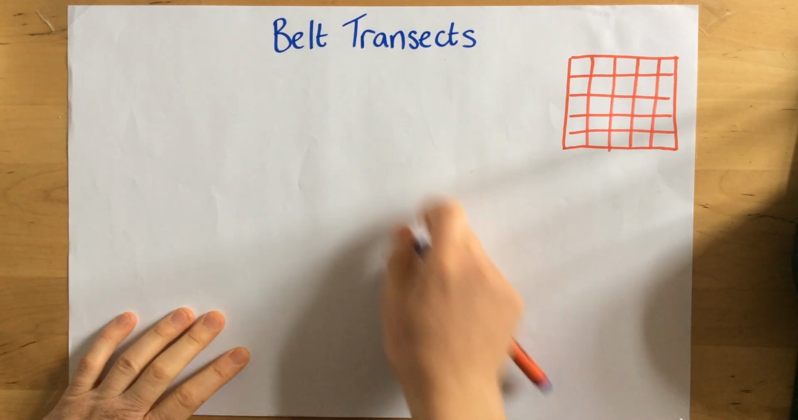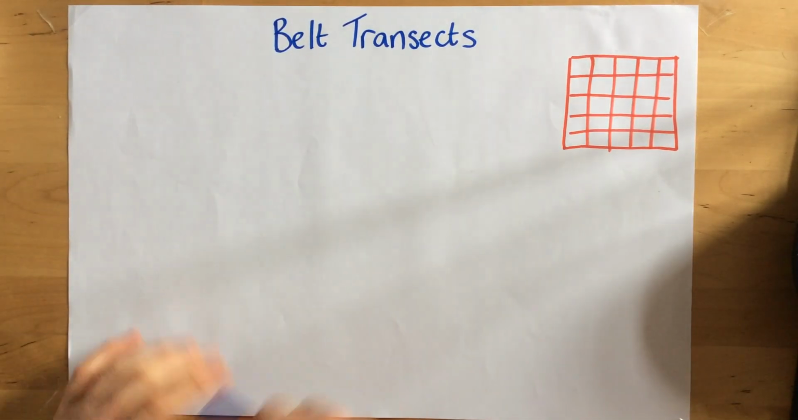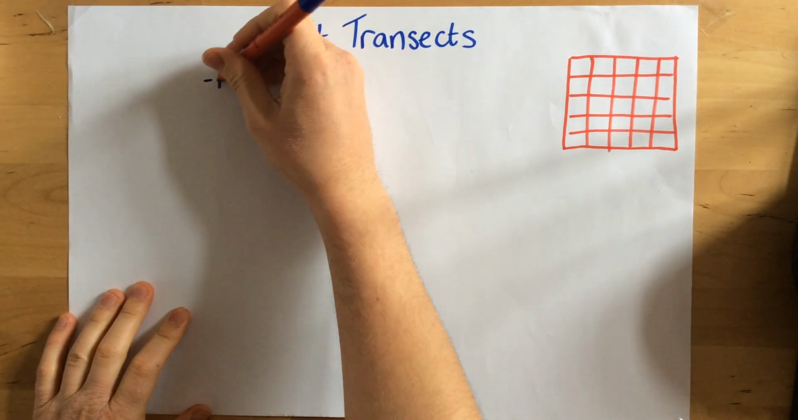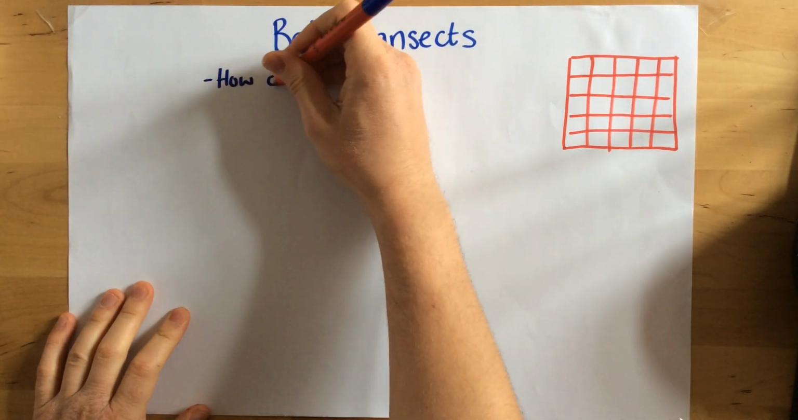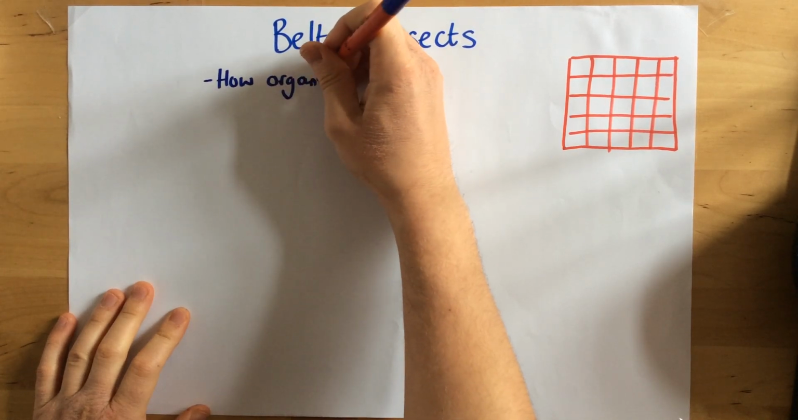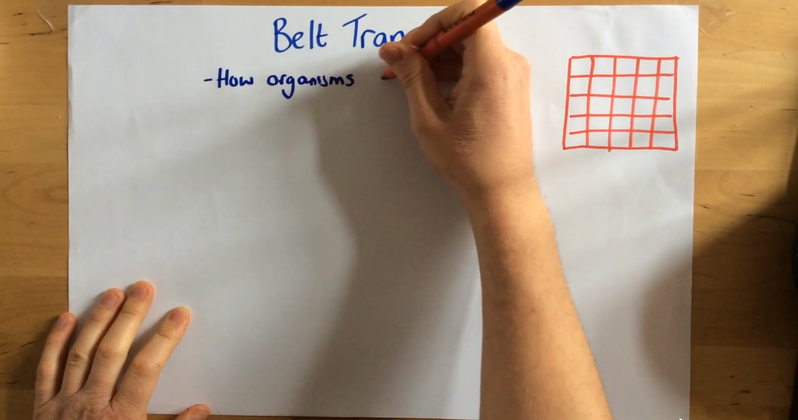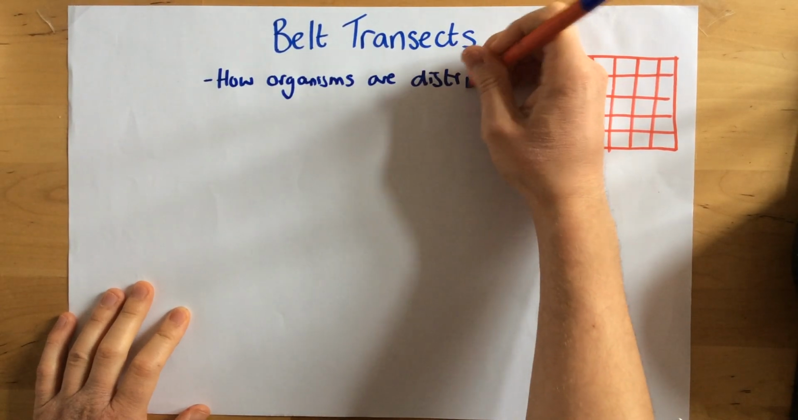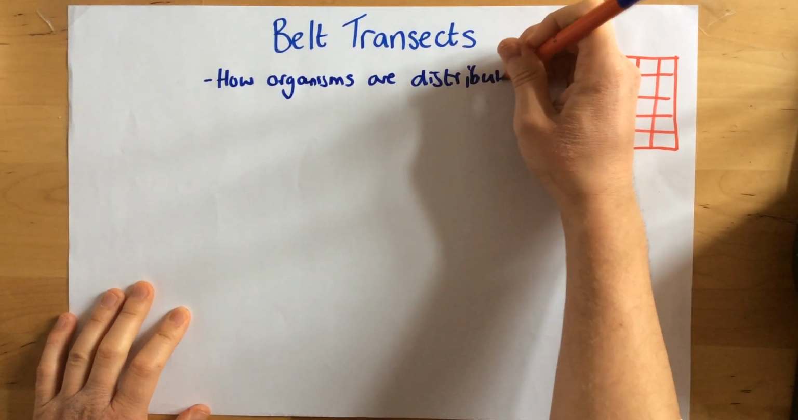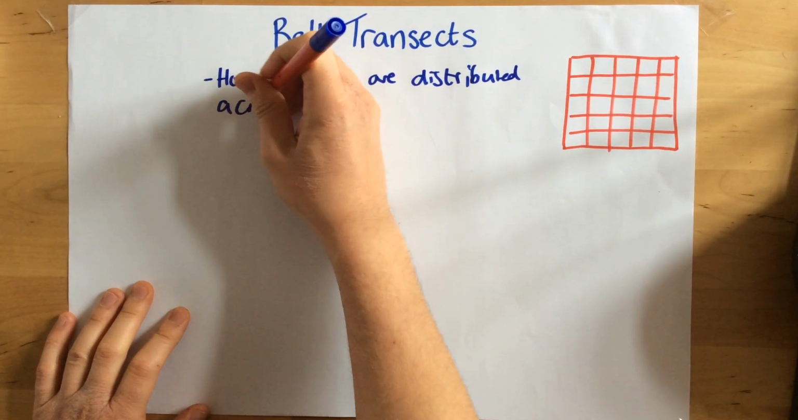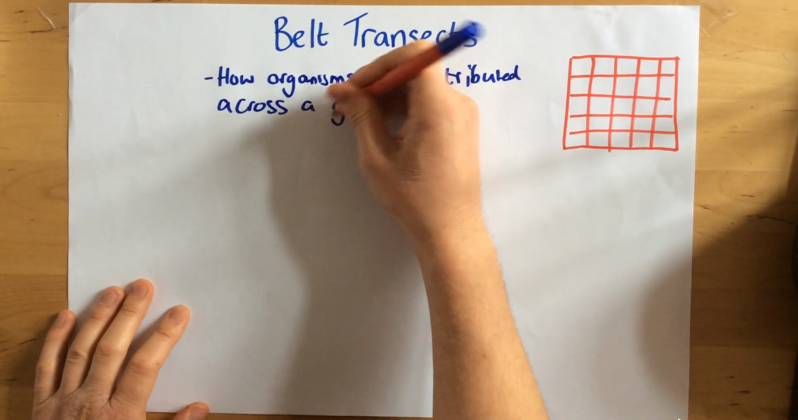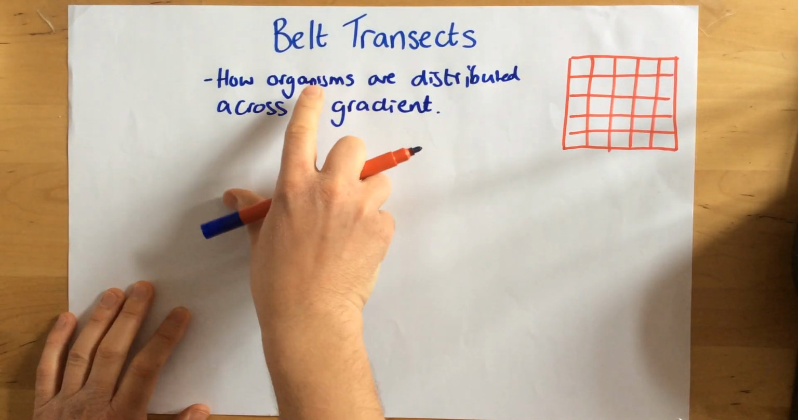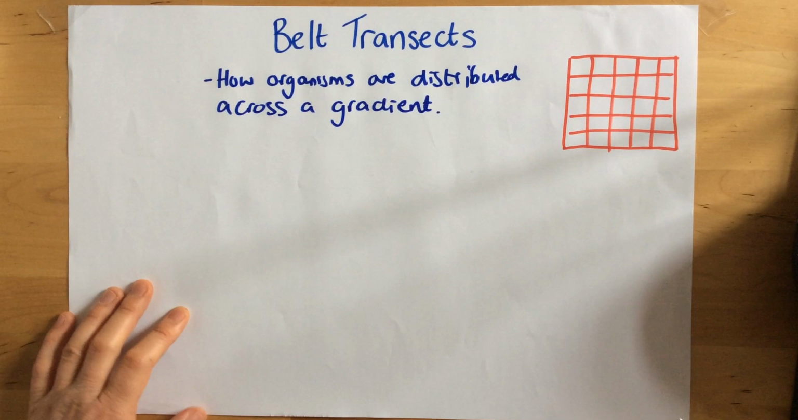Okay, today I'm going to talk to you about belt transects. So I'm going to write underneath the purpose of belt transects. It's to find out how organisms are distributed across a gradient, and I'll explain what that means in just a second. Across a gradient. So, first of all, an organism is a living thing.